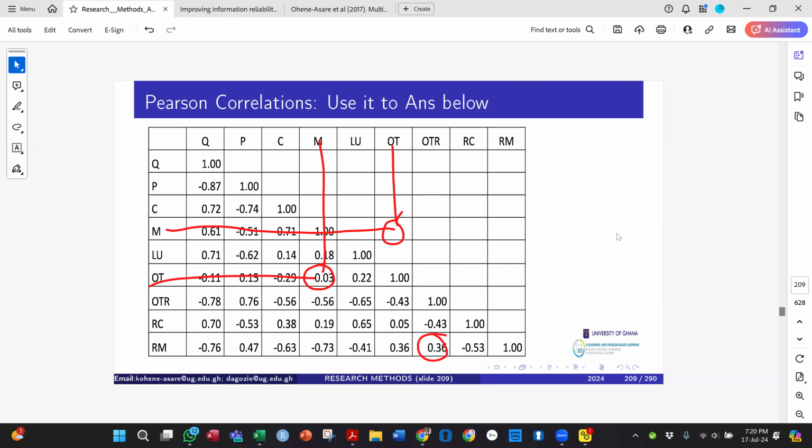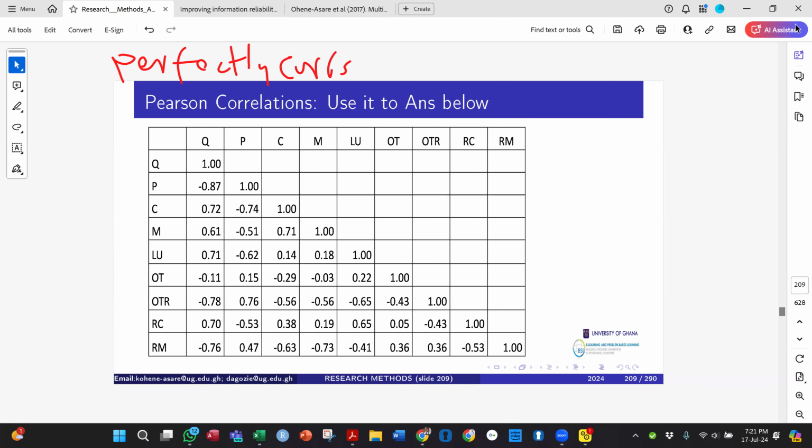Second, if I were to ask you to identify 3 pairs of variables that are perfectly correlated, perfectly correlated means that they have a correlation coefficient of 1. So give me 3 pairs. Watch the words. The word is pairs.